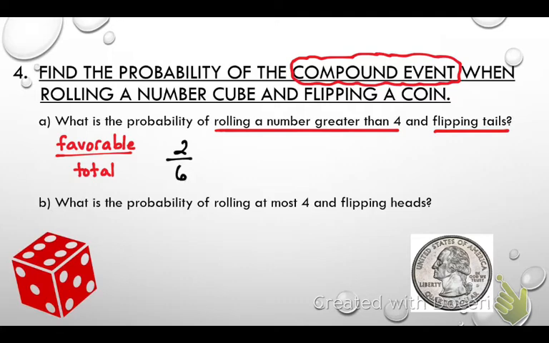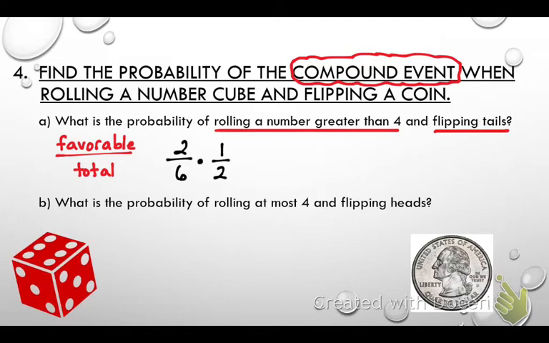Is that the only event we're calculating? No. What's the other one we underlined? Flipping tails. How many tails are on a coin? 1 out of how many? Out of 2 sides. So 1 out of 2 sides. Remember our fundamental counting principle. What should I do to those 2 events?